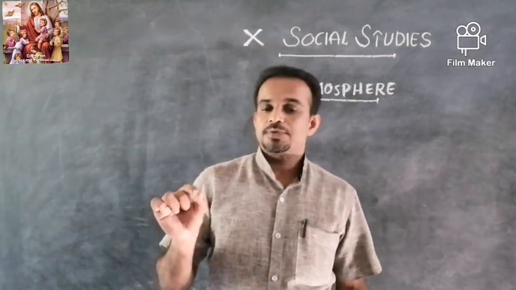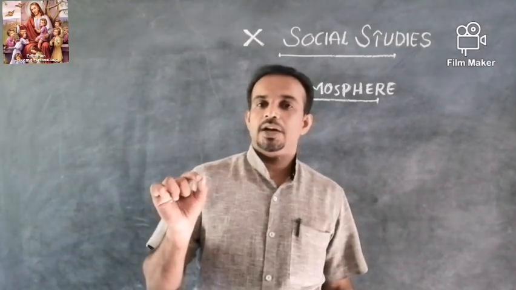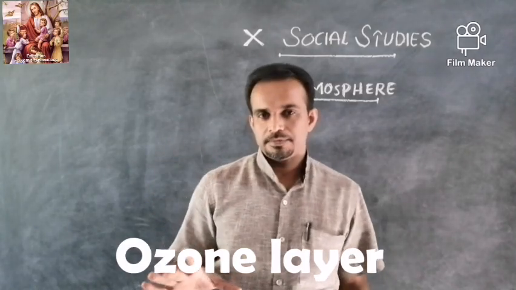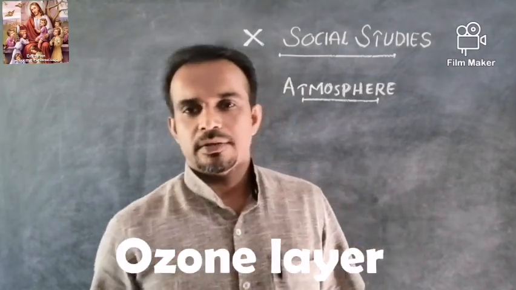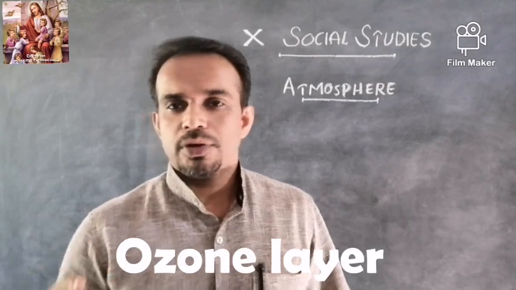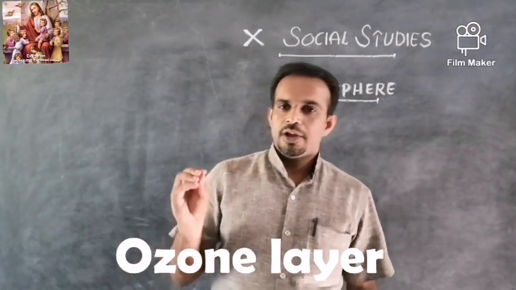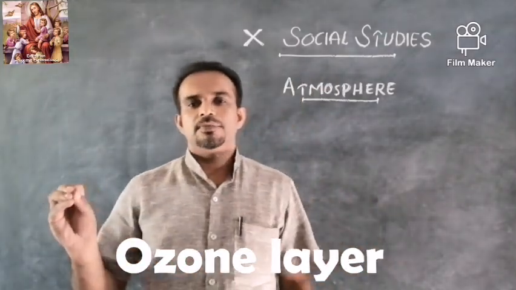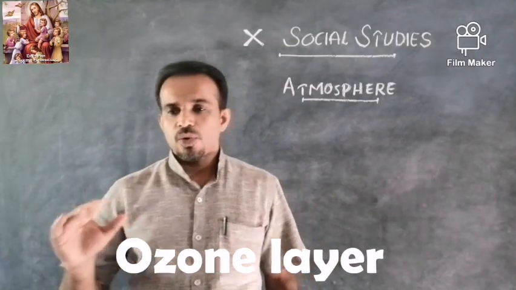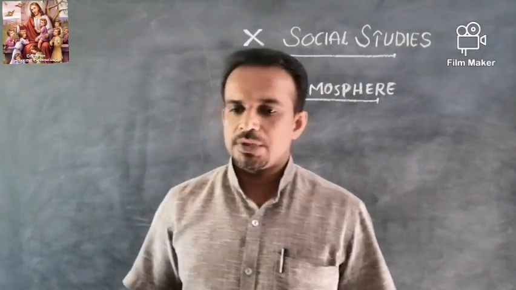And another specialty of the stratosphere, this is the area where we can find the ozone layer. Okay, you know about the ozone layer, which is very important in protecting us from the harmful ultraviolet rays from the sun. So the ozone layer is part of the stratosphere.